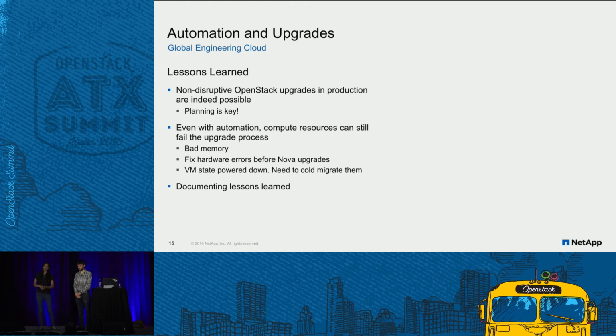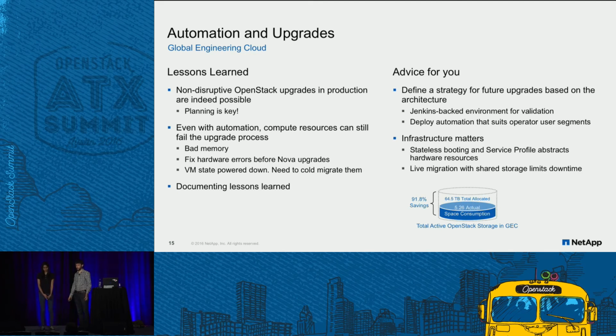Also, we forgot to take into account the VMs that were in the powered down state and needed to be cold migrated. So we took all of these lessons and documented them so that we could apply them to our next upgrade cycle to make it a smoother experience. We documented the good things, the bad things, everything, so that our good things can contribute to our best practices to deploy and upgrade OpenStack in our environment, and the bad things will always tell us that we need to keep on improving our strategies as we go ahead.